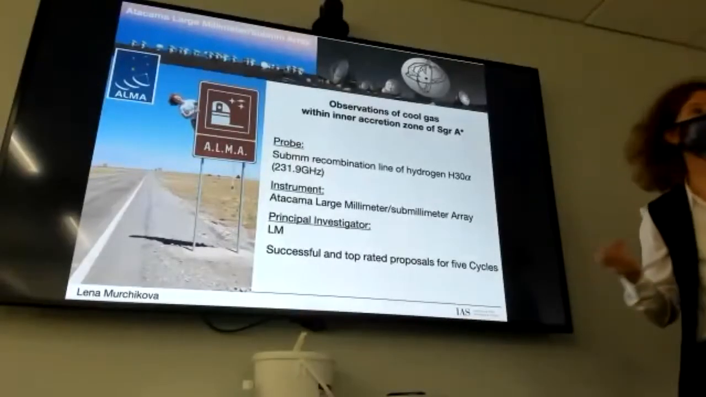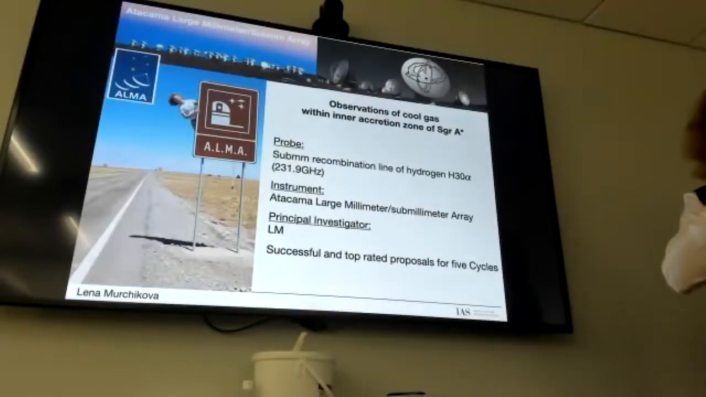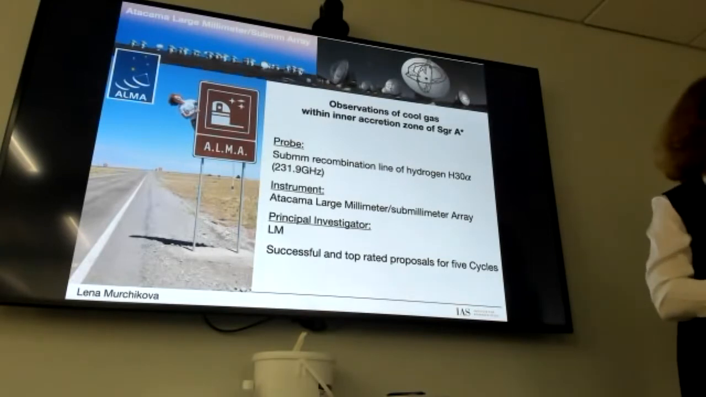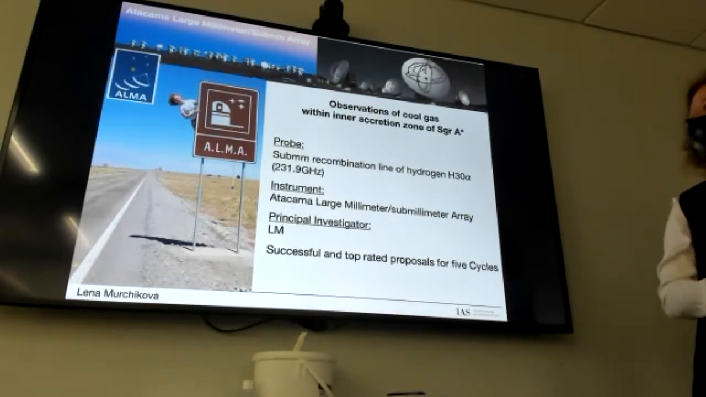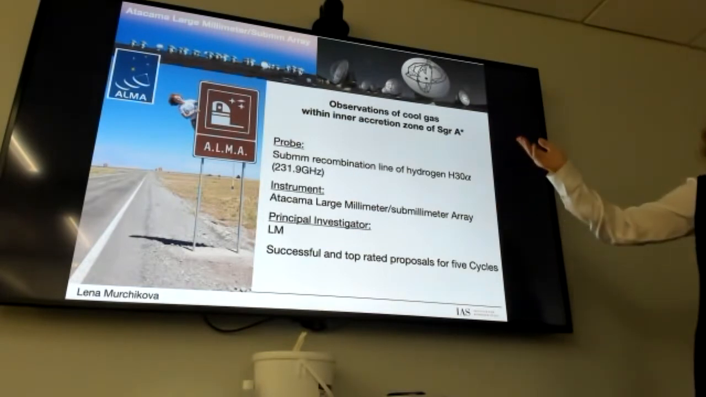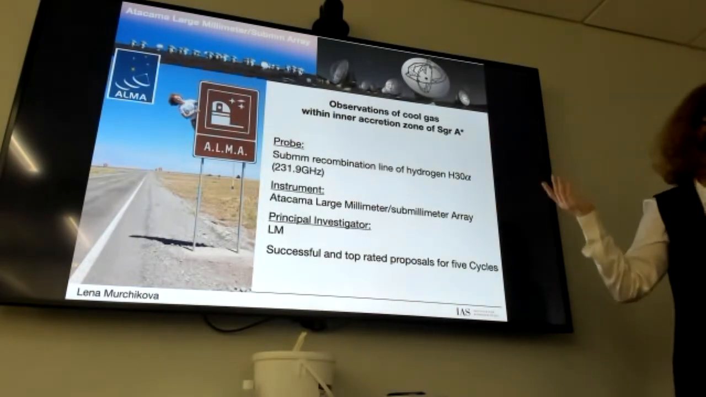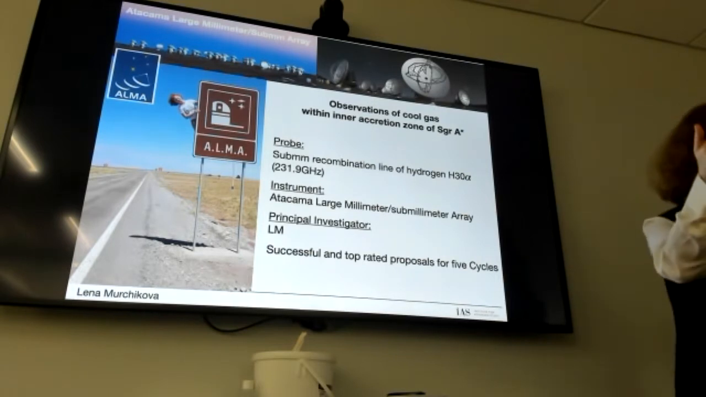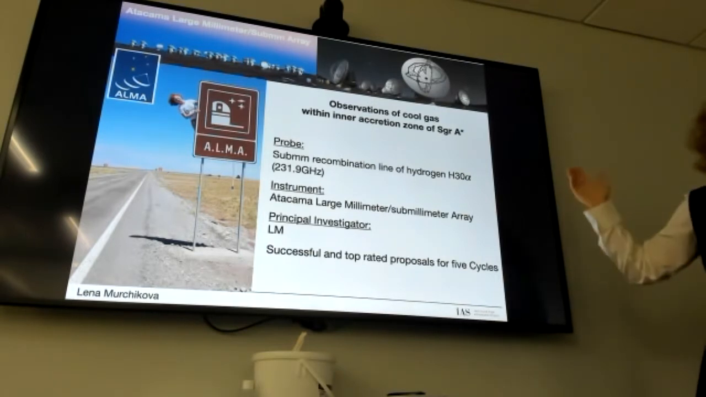This little bragging point: all this data comes from the ALMA observation, and although I'm a theorist, if you want to get things done, sometimes you have to do it yourself. So it's observed in the sub-millimeter recombination line of hydrogen, transition from 31 to 30, which puts it in the sub-millimeter range.